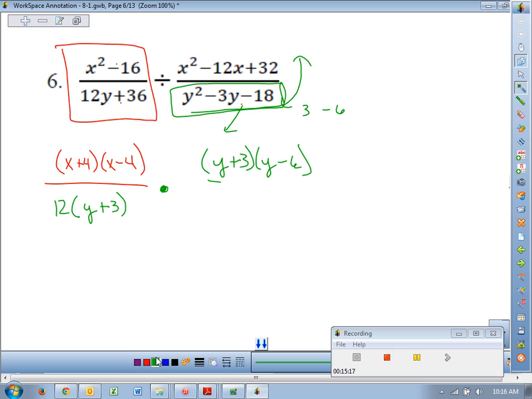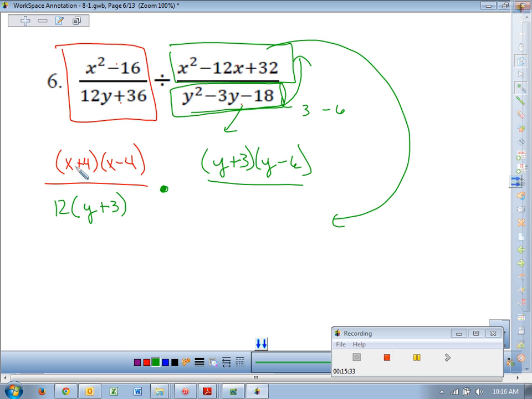Very suspicious that there was a y plus 3 downstairs, and it turned out to be there's a y plus 3 upstairs also. Interesting. How about this guy? He's coming down. Wonder if he can factor. Take a guess what may or may not be involved with this one when you bring him down. There could be some 4s or negative 4s involved with that situation.